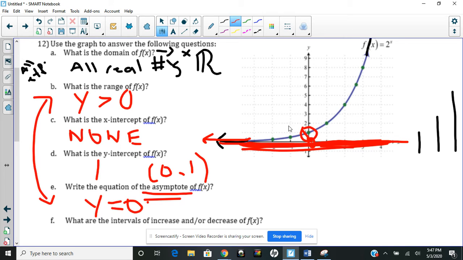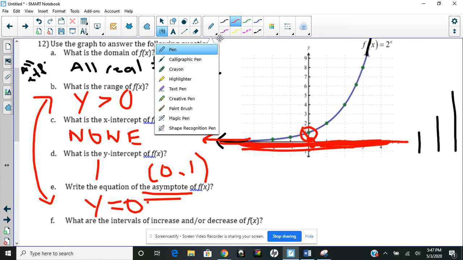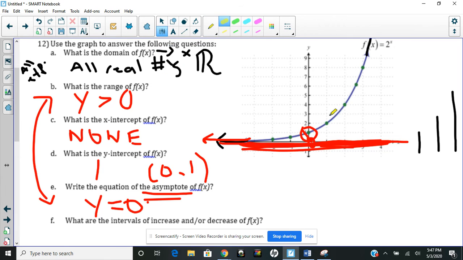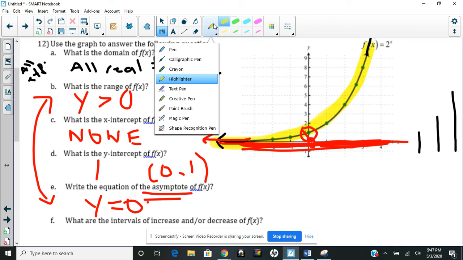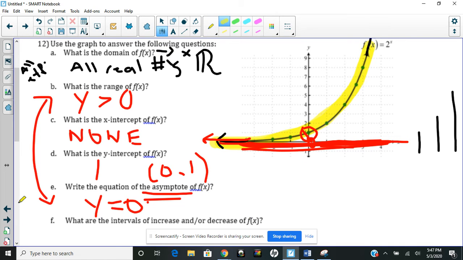And the last part is to look at the graph and figure out if it's increasing or decreasing. When I look at this graph, I think I need to use a highlighter because I've used so many colors on here already. I'm starting from left to right because we read graphs just like we read books. I'm going to put my highlighter down here, and I'm going to go like this. Is my highlighter increasing or is it decreasing as I move from left to right? It's increasing. Good.